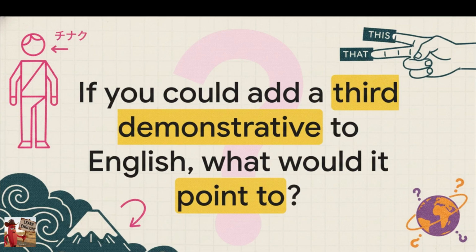English gets by with just two spatial categories. But if you could invent a third pointing word for English, what would it be for? Would it be for something near the person you're talking to? Or maybe for something you can hear but can't see? It's a really interesting puzzle that gets to the heart of how language builds our reality. Something to think about.